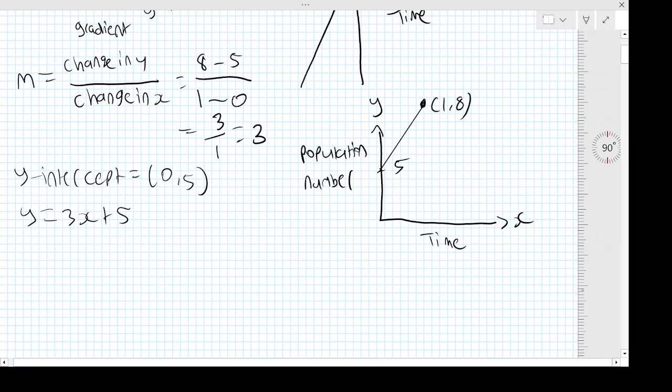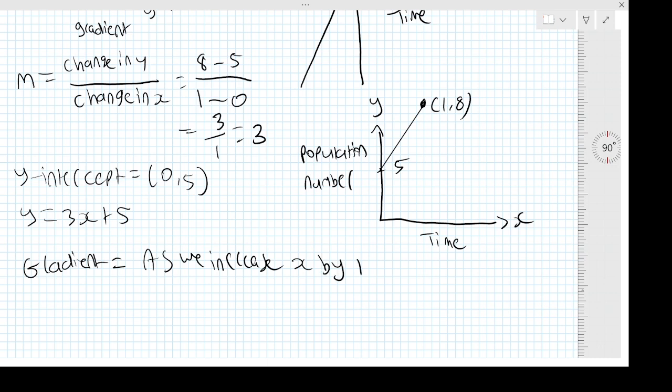In particular, I said at the very start, a line is defined by its gradient and its y-intercept. In real life, and in questions as well, they will have meanings. So the gradient, first of all, which is m, is changing y over changing x. But what that also means is, as we increase x by 1 unit, that tells us what y goes up by.